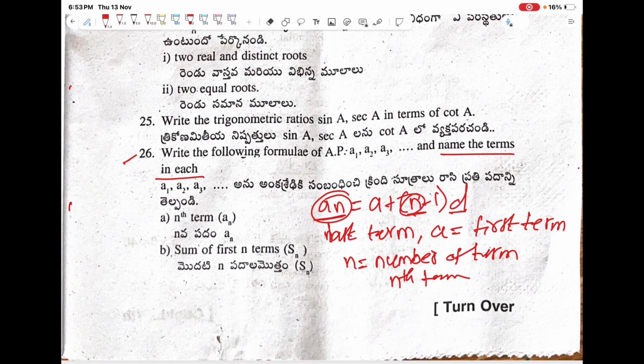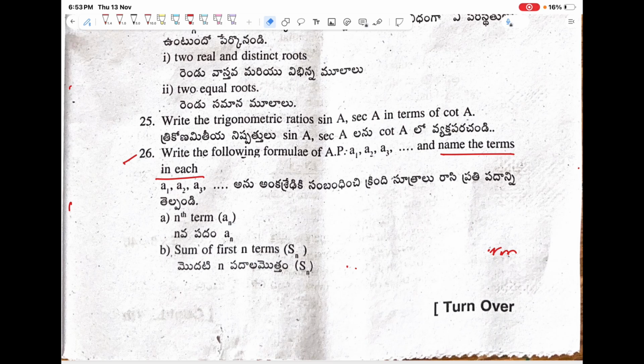Okay, so next, d is the common difference. It is not just a difference, you have to mention common difference. This is the nth term formula. And next one, the sum of the first n terms formula.